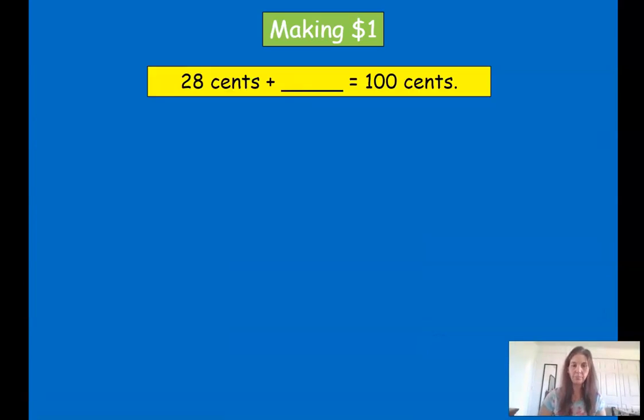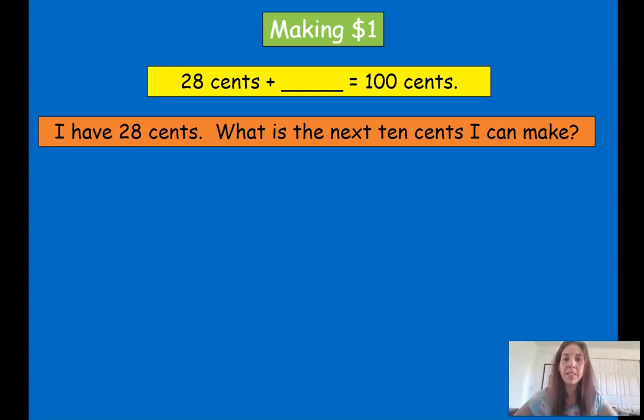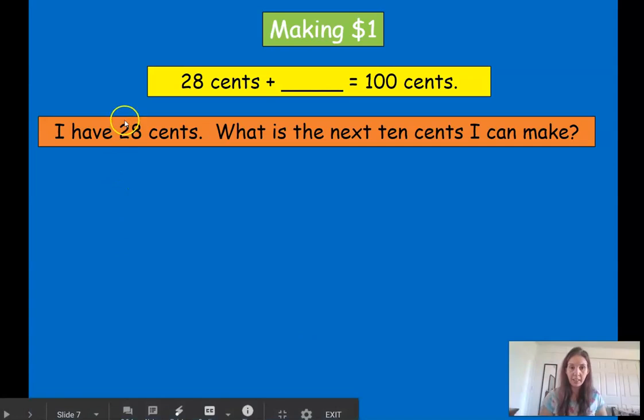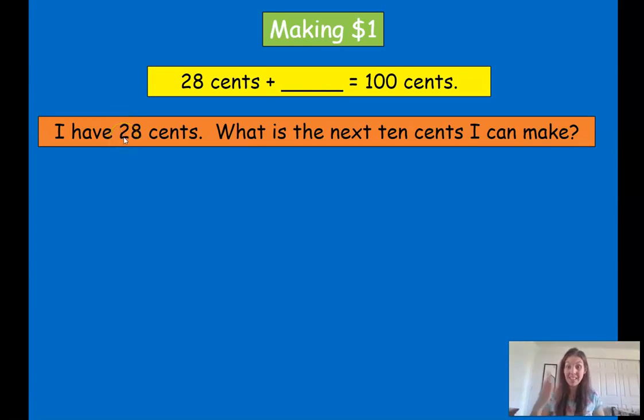Let's try another one. 28 cents plus what gives us 100 cents? So the first thing we're going to do is get to our next 10. So what is the next 10 that we're going to get to from 28? What's the next 10? If you're not sure, you can cheat and look at the tens place. Remember, this is the tens place and the ones place. Look at the tens place, and the next number that comes after this number is what your next 10 is going to be. So what number comes after 2? 3. So your next 10 is going to be 30.